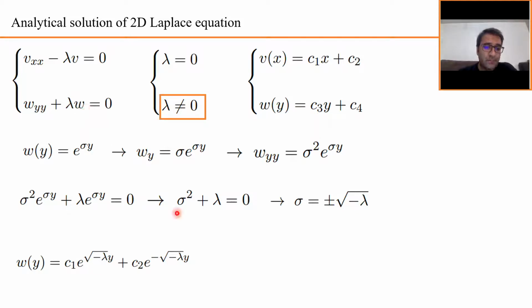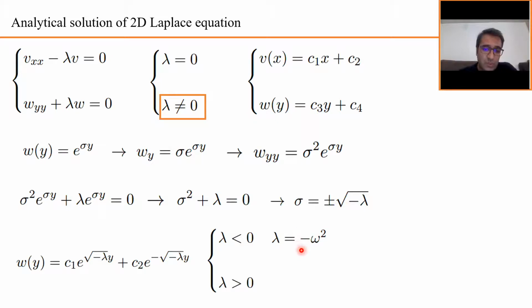this differential equation. And again, here I can imagine two cases: when lambda is less than 0 and when lambda is greater than 0. For the case of lambda less than 0, I define a new parameter and set lambda equal to minus omega squared.